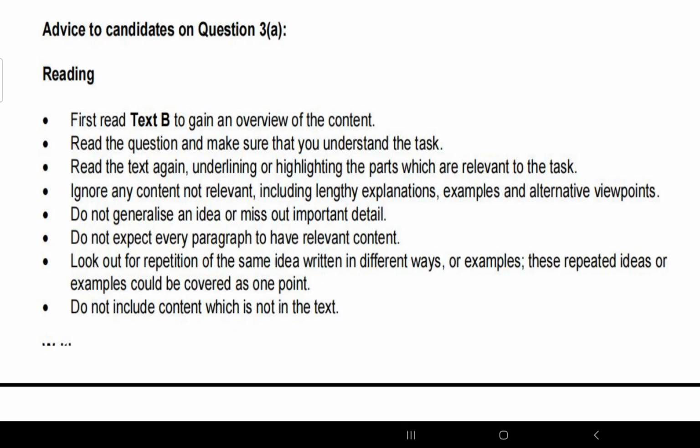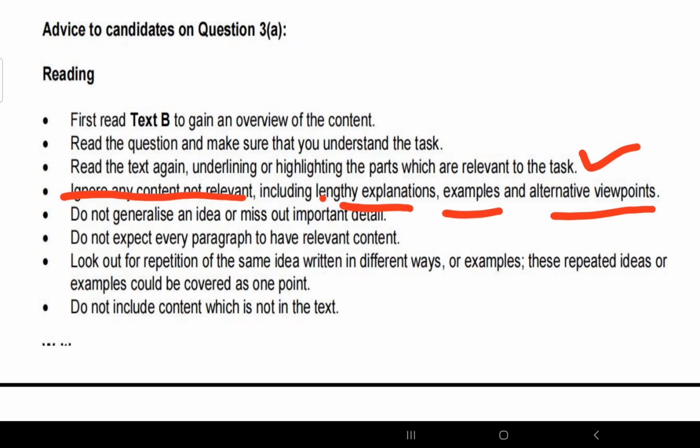So I was here. Read number 3. Read the text again, underlining and highlighting the parts which are relevant to the task. That means you are going to find only the ideas or arguments that are against the planning of the zoo. Ignore any content not relevant. Do not write anything that is irrelevant, including lengthy explanations, examples, and alternative viewpoints. There is no need to write any argument that is in favor. You have to write arguments against the plans of a new zoo or the shifting of the zoo.